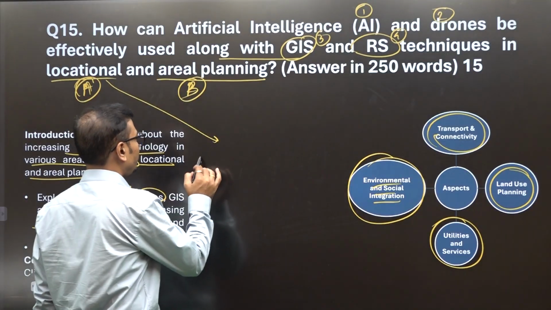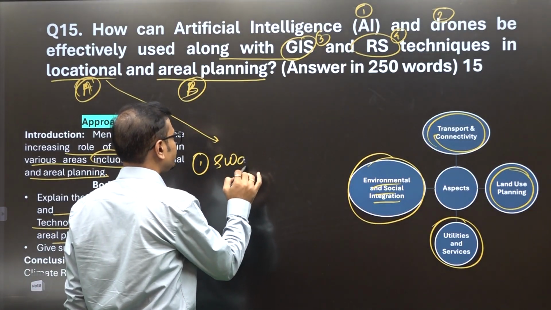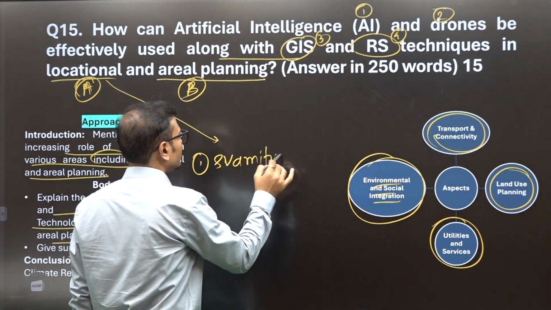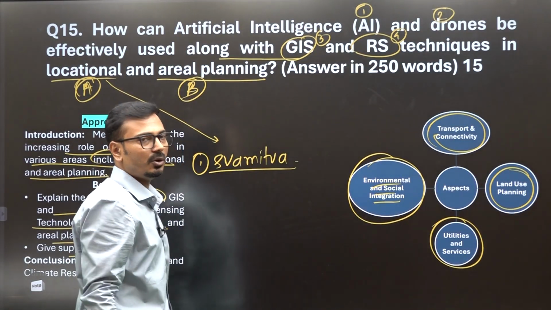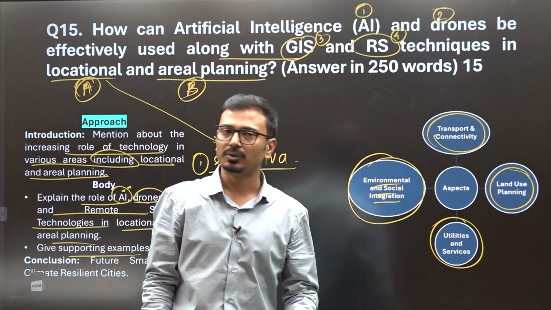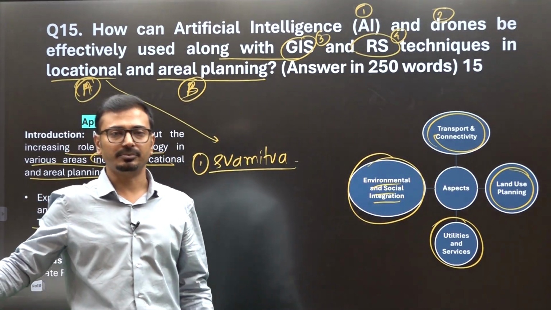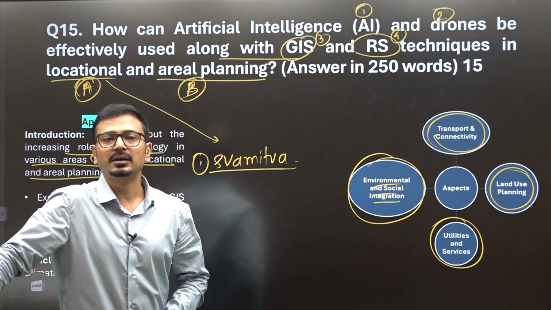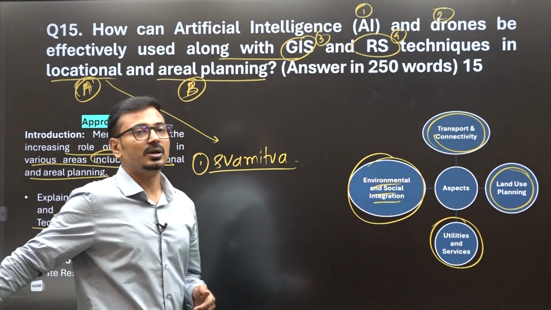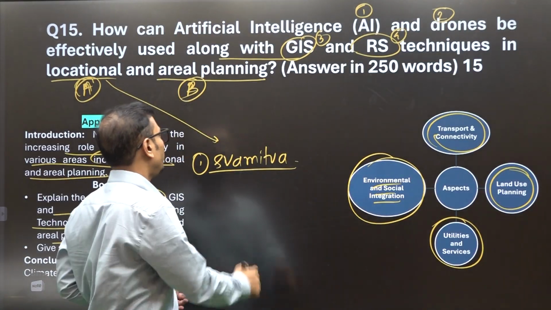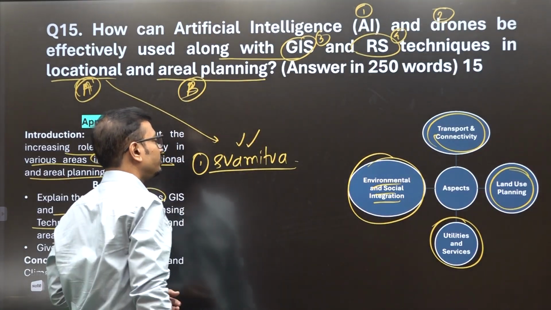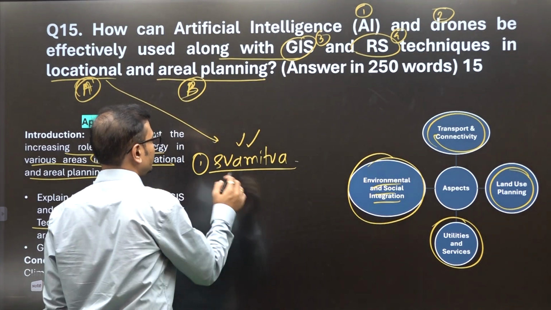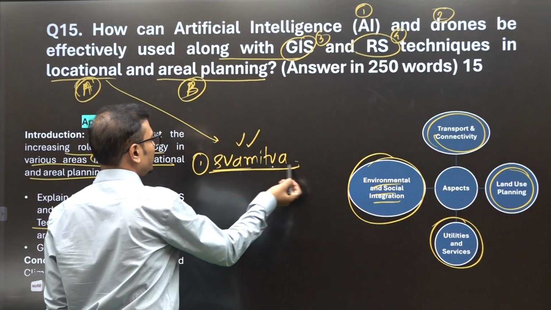For example, we can give first the Swamitva Scheme. It is related to mapping of all the land, especially in rural areas, and ownership. To streamline the ownership rights over the lands, GIS and drones were used; more than 6 lakh villages have been surveyed with the help of drones, to streamline land ownership through titles under the Swamitva Scheme.